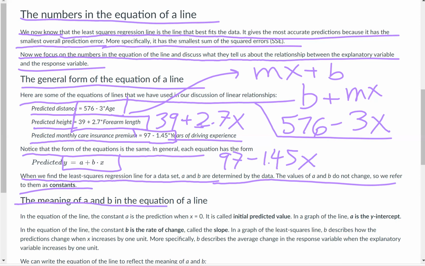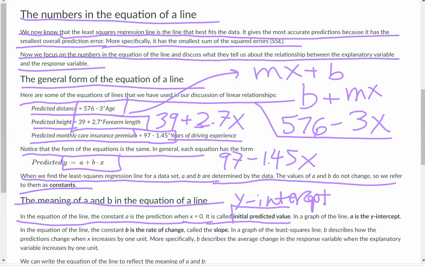The meaning of a and b in the equation of a line. In the equation of the line, the constant a is the prediction when x equals 0. It's called the initial predicted value, or as you've seen in algebra classes, the y-intercept. But here we'll use different language because this actually represents something in our context. In the graph of the line, the initial predicted value is the y-intercept.